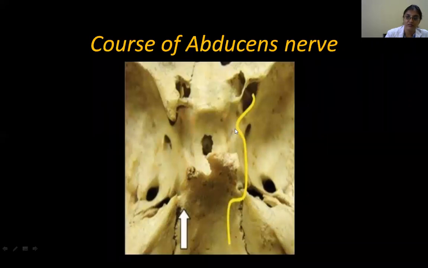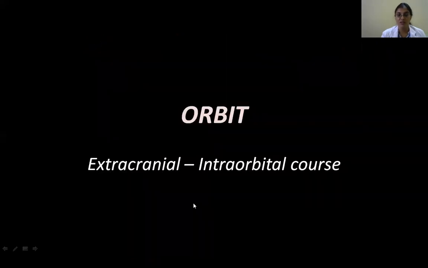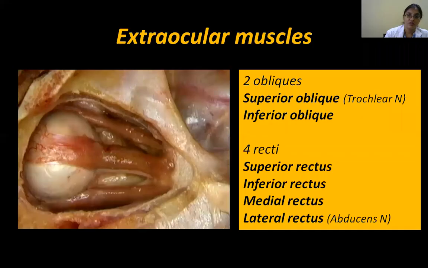This is a bend here, like this. Now they have entered into the orbit. So this is called the extracranial or intraorbital course. So these are the extraocular muscles. You must know what their actions are. So obliques abduct, recti adduct. I hope you know this.